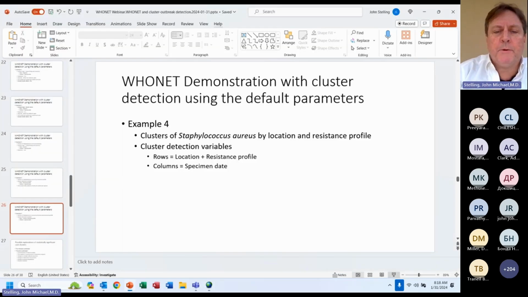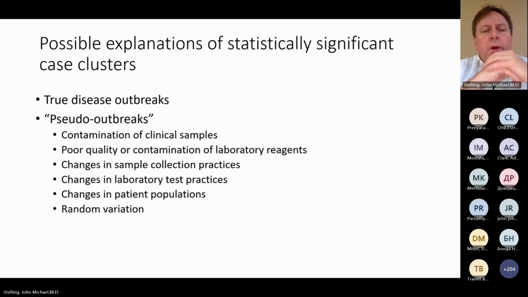I will now go back to the PowerPoint. So, possible explanations of statistically significant clusters. Obviously, there might be a true outbreak, an inpatient or an outpatient outbreak. You also may have these pseudo outbreaks. I gave examples of contamination, potentially with diphtheroids, or poor quality of laboratory reagents, or contamination of the laboratory materials. There might be changes in sample collection practices.